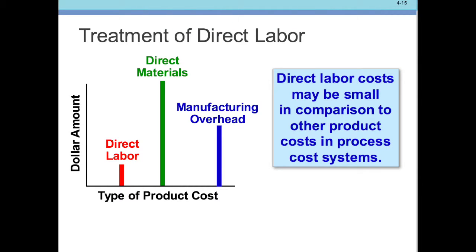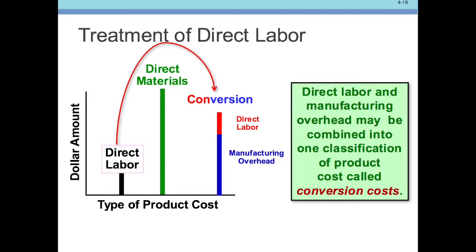We take labor, and this would be the breakdown here: small direct labor, lots of direct materials and manufacturing overhead. What we do with the direct labor is we just move that over and put it with overhead, and we call overhead and direct labor together conversion. And so we have materials and we have conversion. The conversion factor includes the labor, but also includes all of the overhead associated with the robots and the rest of the things.